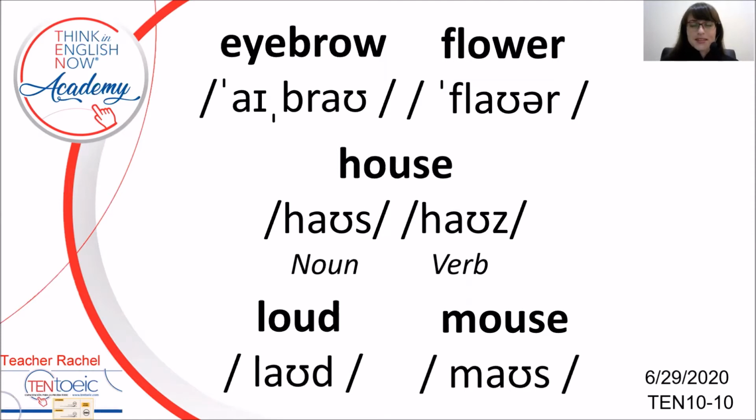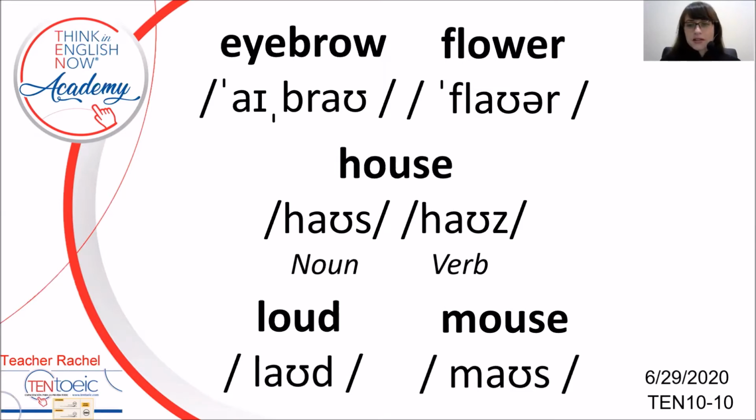Flower. This is something that grows outside. For example, a rose or a tulip. There's many kinds of flowers. And for example, a husband will buy flowers for his wife. So he'll bring her flowers that she can have at home.